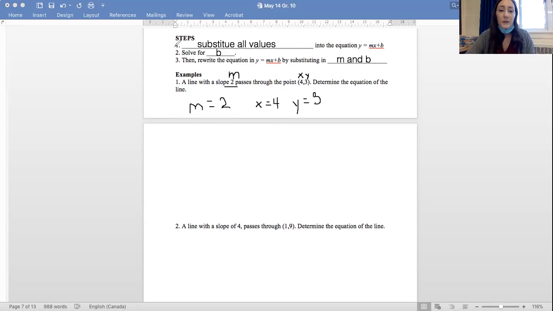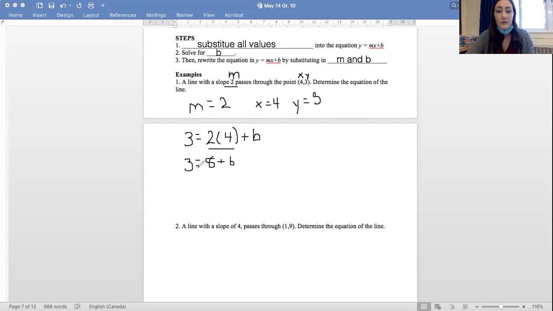Okay, so our first step, like it says here, is substitute all values into the equation. So we know that y is equal to 3. And then we put equal. We know that m is equal to 2. We know that x is equal to 4. And we unfortunately don't know b. So we're going to keep that b there. Okay, so we're going to simplify this a little bit before we solve for b. So you can do this multiplication, the 2 times 4. Okay, so you've got 3 equals 8 plus b. So that makes your life a lot easier.